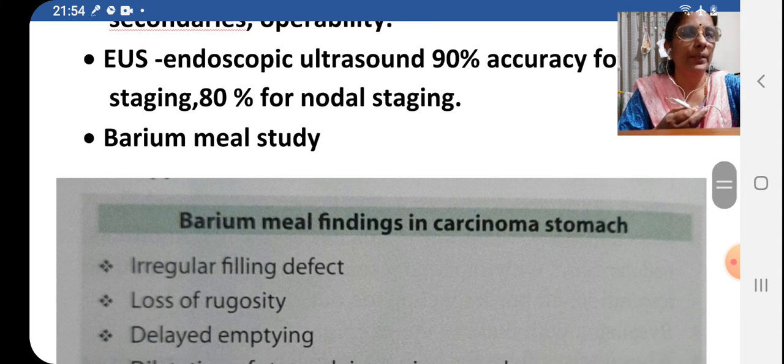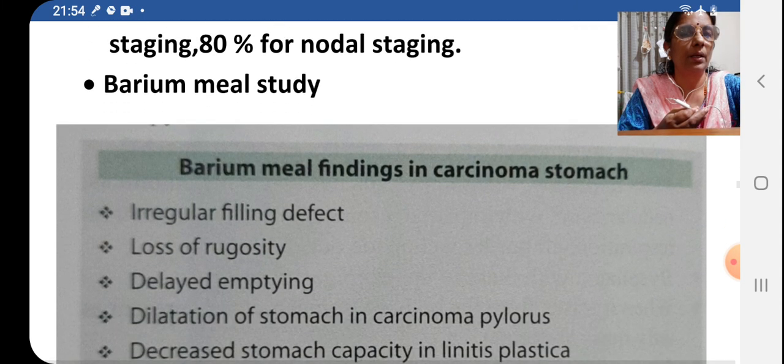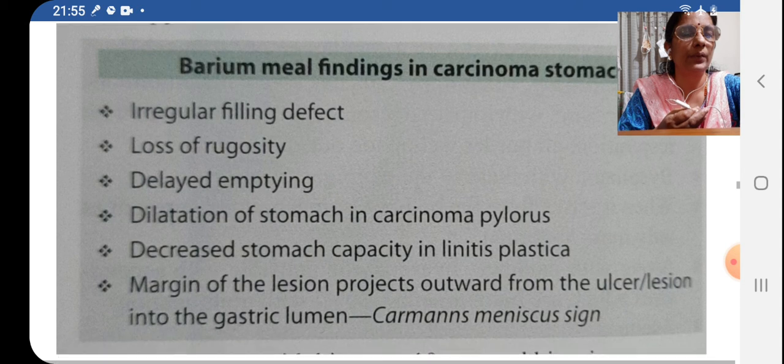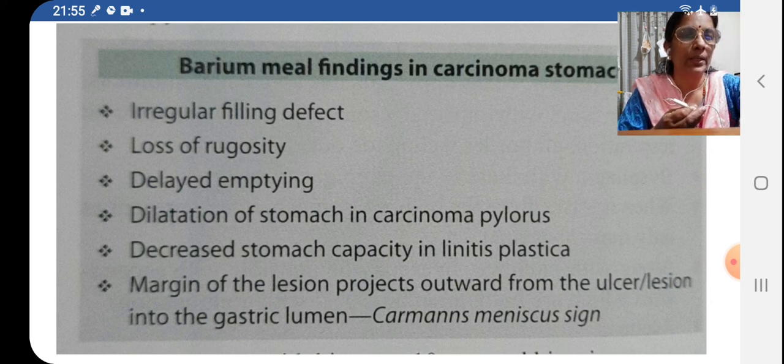And barium meal findings in carcinoma stomach: irregular filling defect if it is an ulcerative lesion or a polypoidal lesion, loss of rugosity, delayed emptying if there is a lesion in the lower part of the stomach or in the pyloric region, dilatation of the stomach in carcinoma of the pylorus, decreased stomach capacity in linitis plastica. It is called leather bottle stomach.